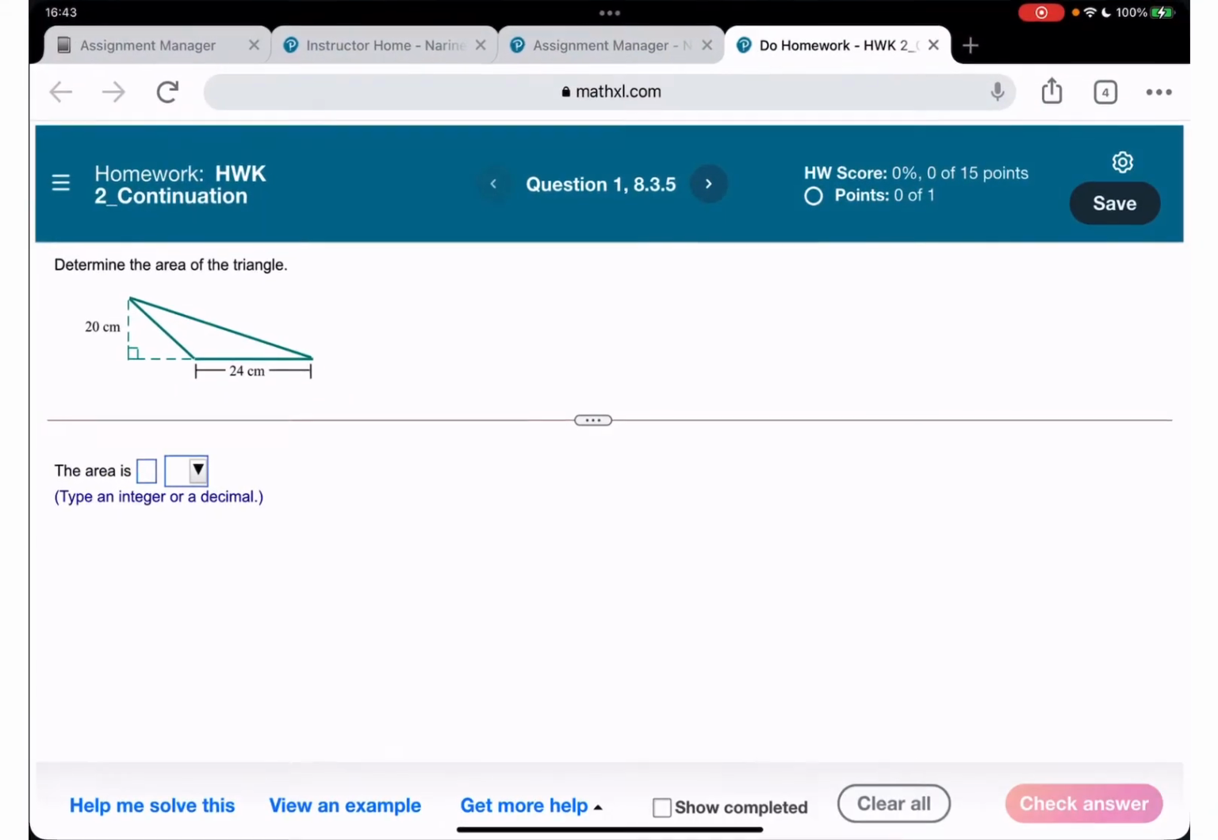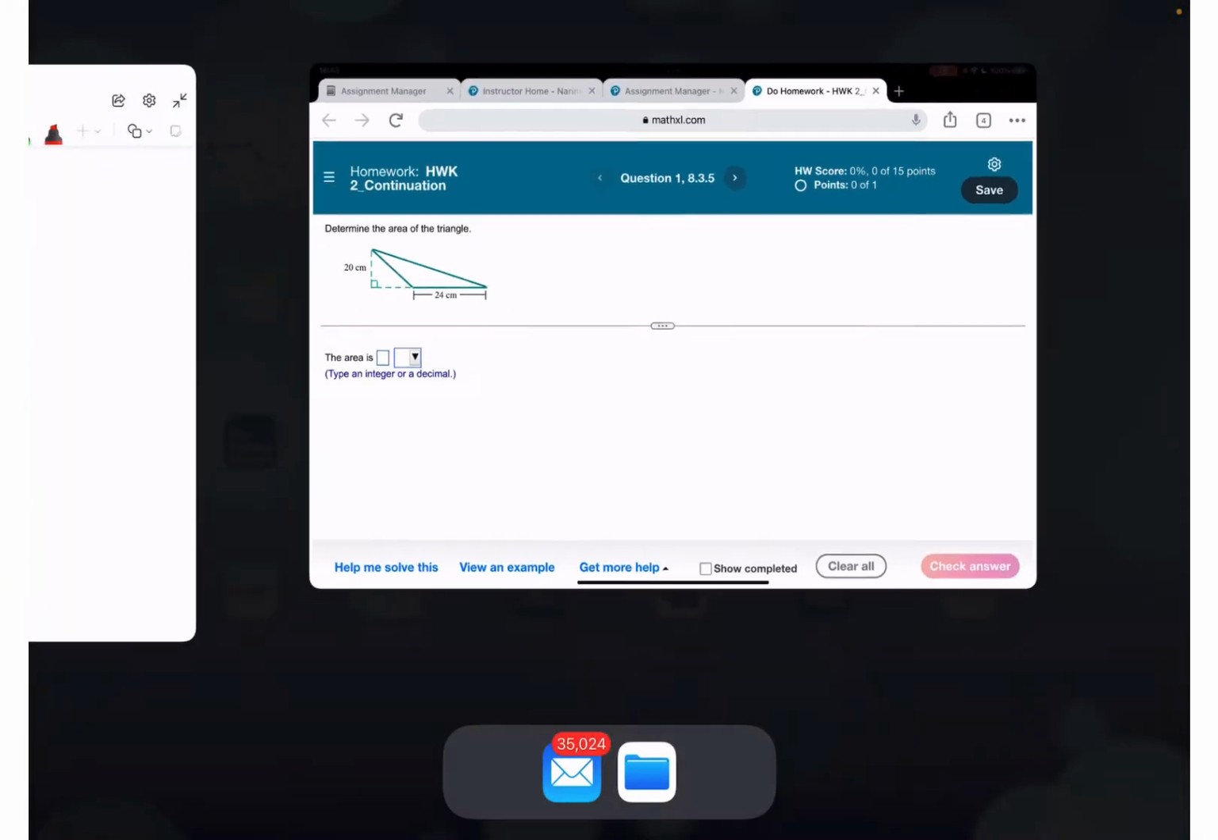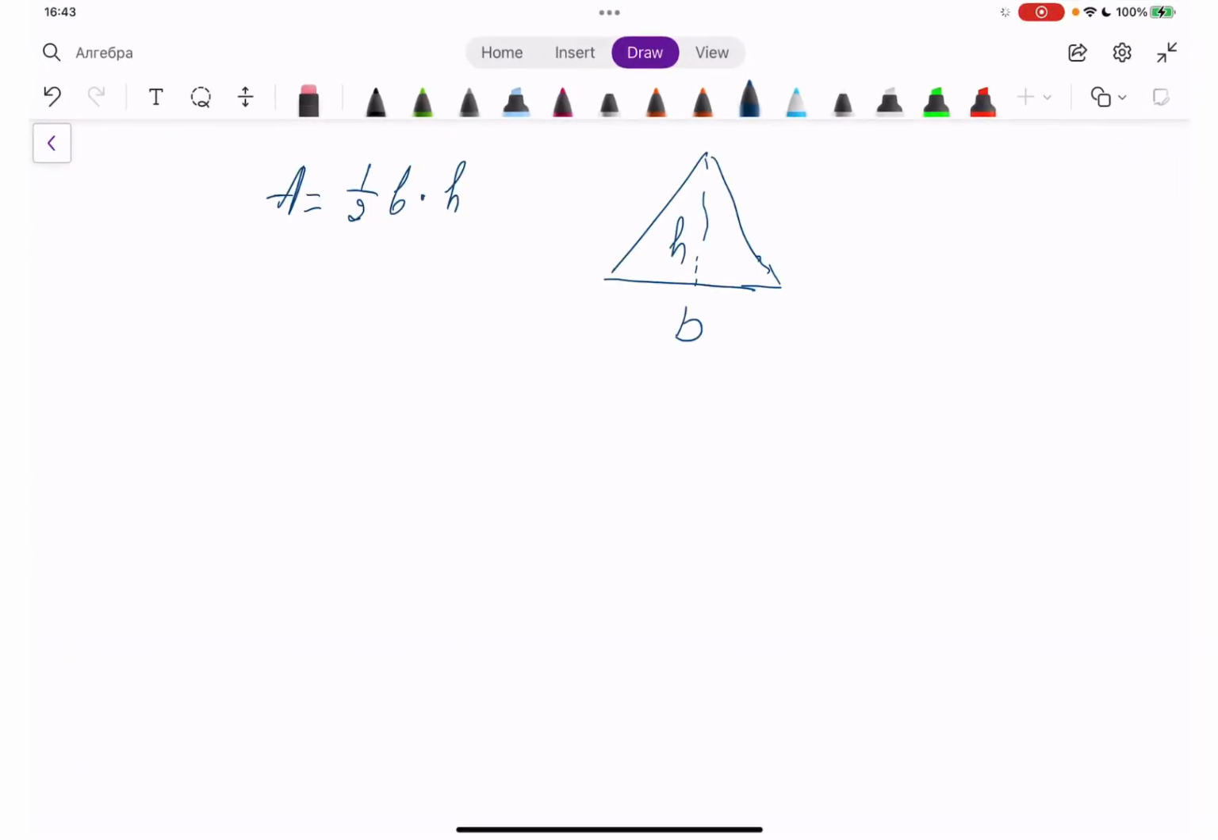So what do we have? Our base is 24 and height is 20. So the area is equal to half of 20 times 24. Okay, let me reduce this one by 2, and it's going to be 12 times 2 is 24, 240.